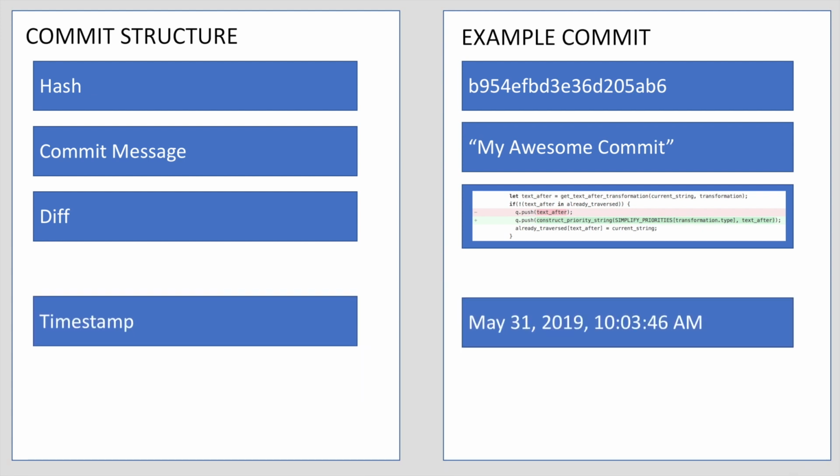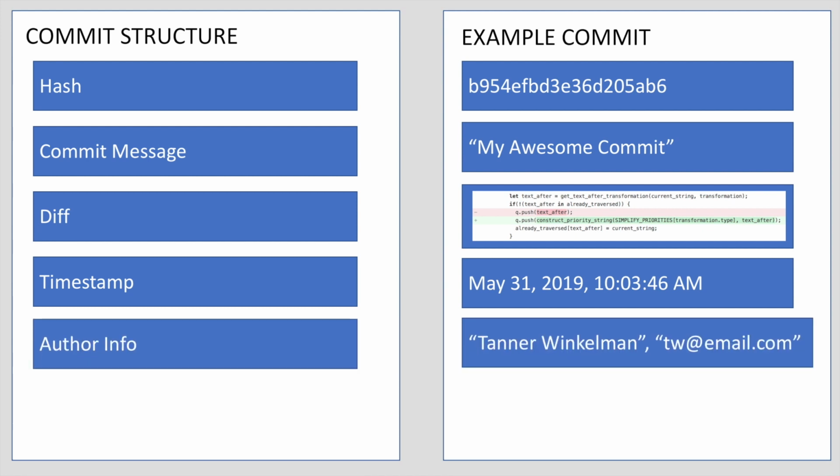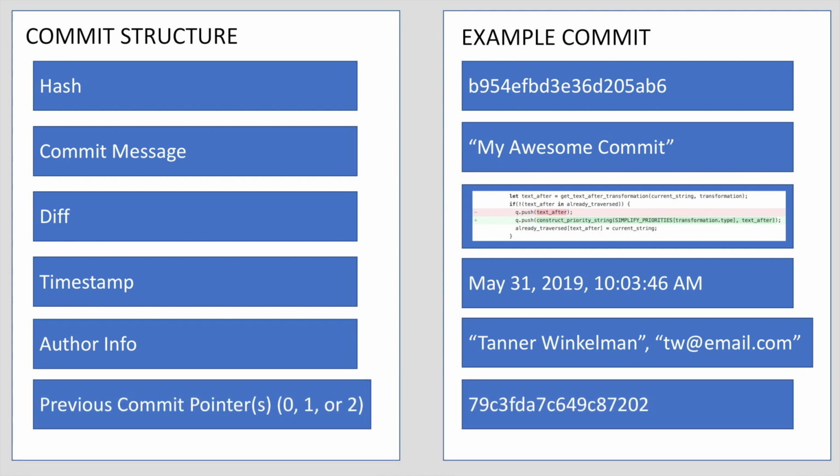The next part of the commit is a timestamp. It states when the commit was created. Next, the commit has information about who created the commit, including the name and email address. Note that these are required fields in every commit. Finally, the commit has either 0, 1, or 2 pointers to previous commits.